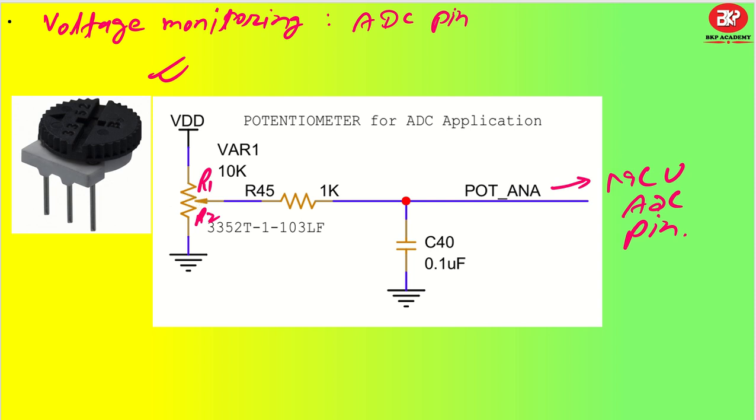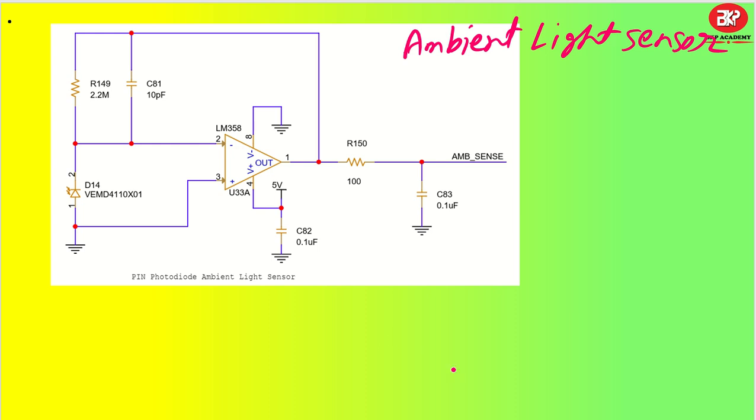Another application you can see is an ambient light sensor. I recently used one application circuit for an ambient light sensor, the VEMD4110X01, from Vishay. Vishay Semiconductor is one of the best companies for sensor technology. Here it has been used, and this is an integrator circuit with amplification, then it goes to an amplifier, and after that to a filter. Then again this ambient sense will go to your ADC pin. So this is how you have various applications that you can connect to an ADC pin by designing proper circuitry before sending it to your ADC pin.